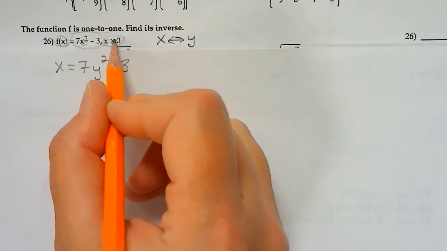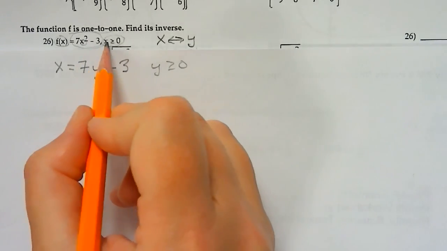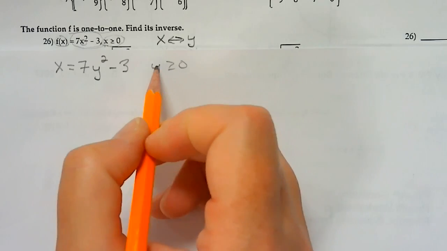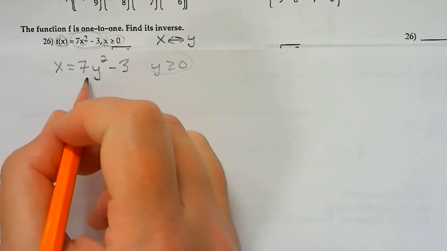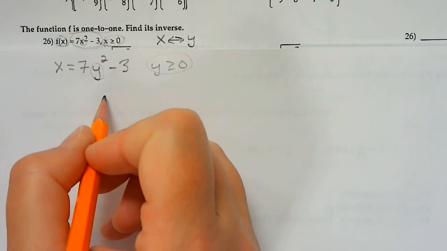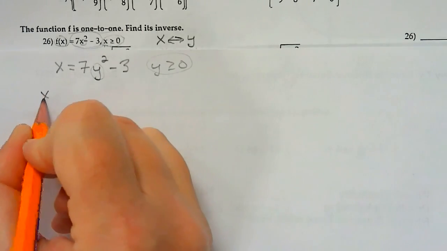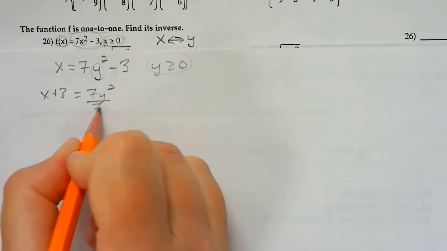And now this would be for y greater than or equal to 0, by the way, because I changed that x to a y as well, even in the domain. So now this is my range. And now I just need to get y by itself so I can put it back in function notation. So I'm going to add the 3. And then divide by 7.